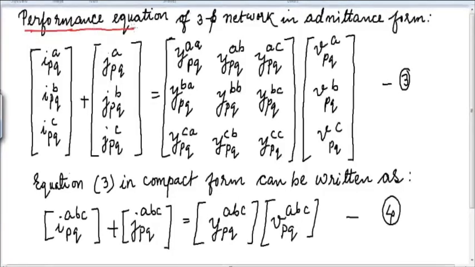So both the equations can be written. The third equation is the expanded form, whereas the fourth equation is the compact form. By using these two equations, we can derive the admittance form of representation of a three-phase network. In this way, we have completed the first two parts of this unit number 3.